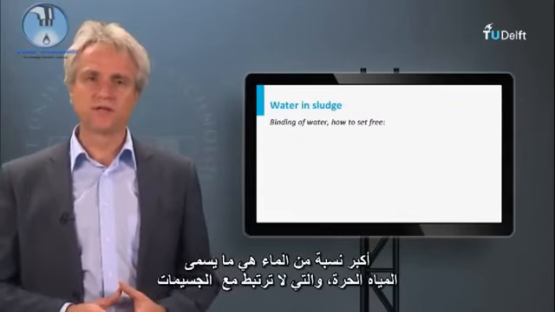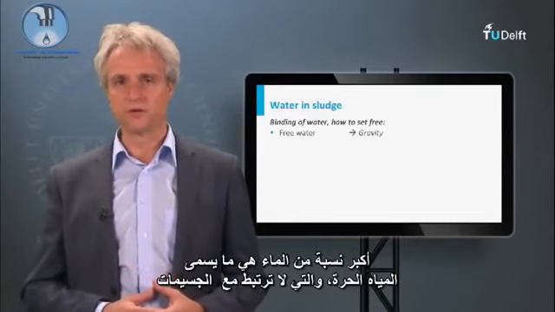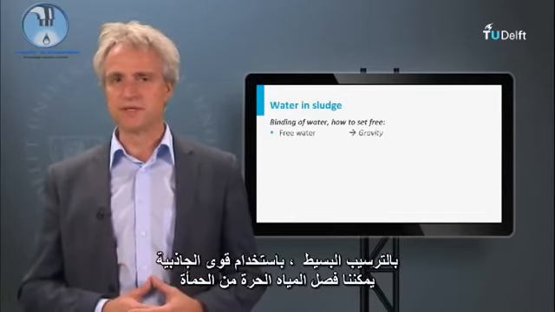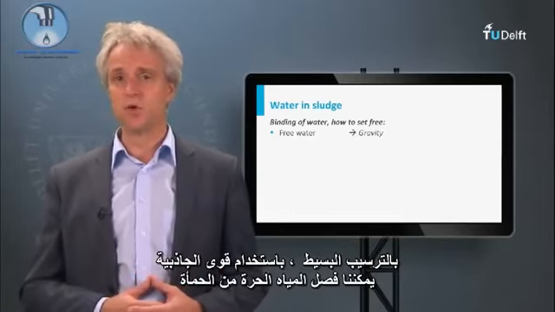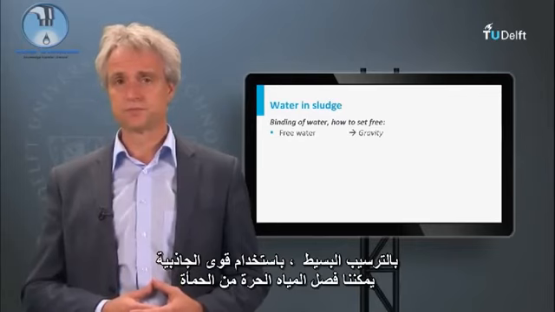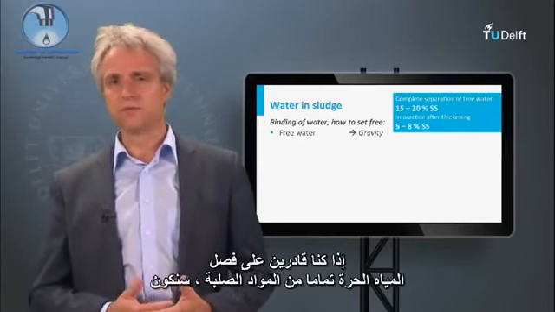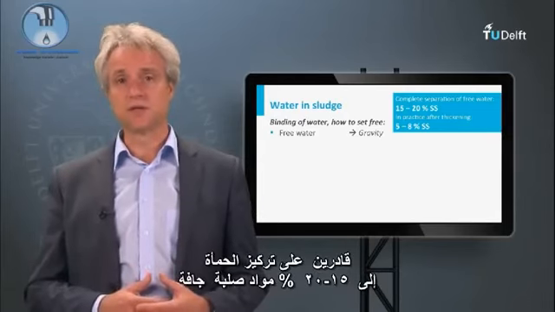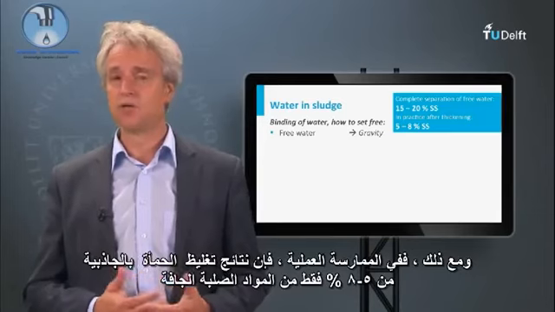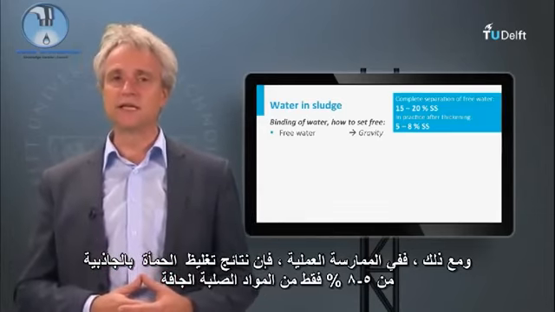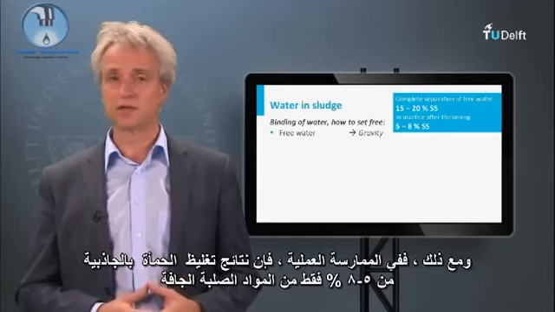The largest water fraction is the so-called free water, which is not bound to the particles. By simply settling, making use of gravity forces, we can separate the free water from the sludge. If we were able to completely separate the free water from the solids, we would be able to concentrate the sludge to 15 to 20% dry solids. However, in practice, gravity thickening results in sludge streams of only 5 to 8% dry solids.